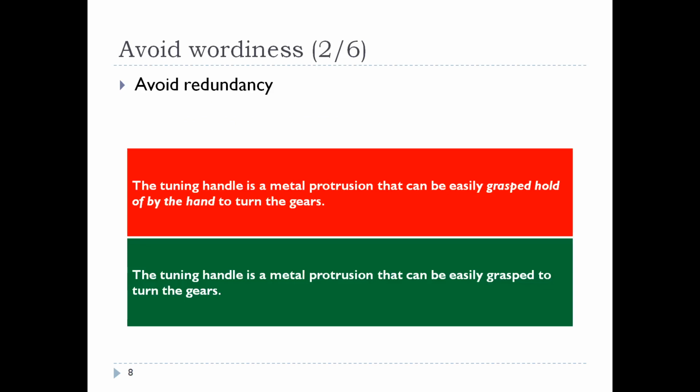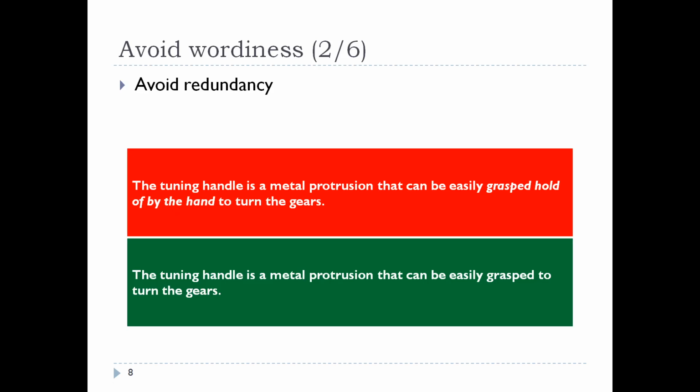First is redundancy. Redundancy is using more than one word to convey the same meaning. For example, if you look at these two sentences, the sentence in red is the one with redundant words. It says the tuning handle is a metal protrusion that can be easily grasped hold of by the hand to turn the gears. Now grasp means to hold something with the hand. So if you use the word grasp, then you shouldn't be saying hold of by the hand. Just grasp is enough.